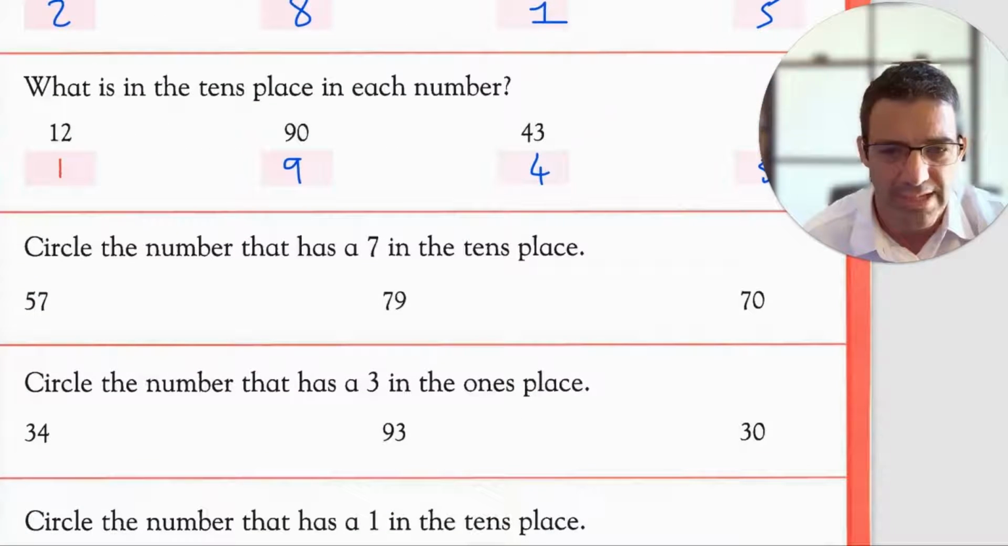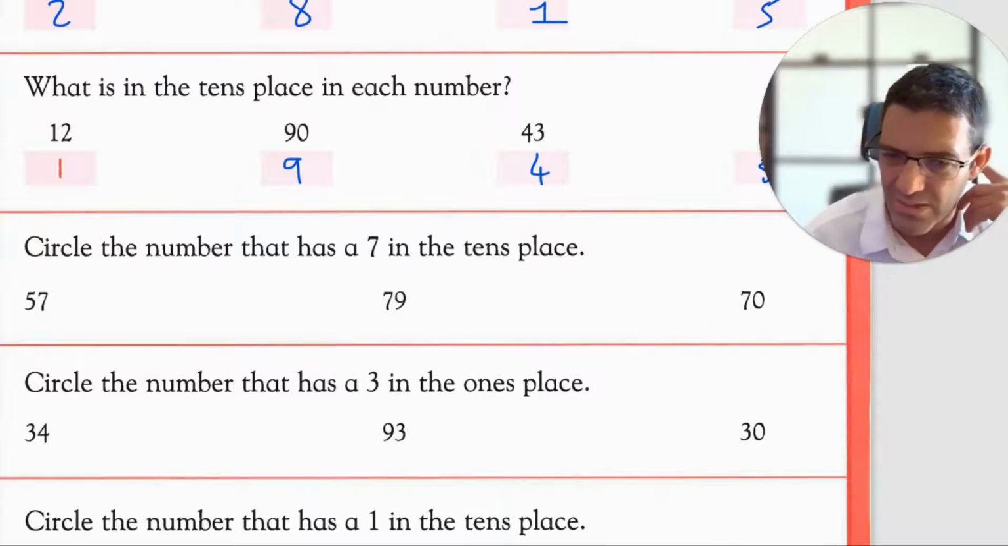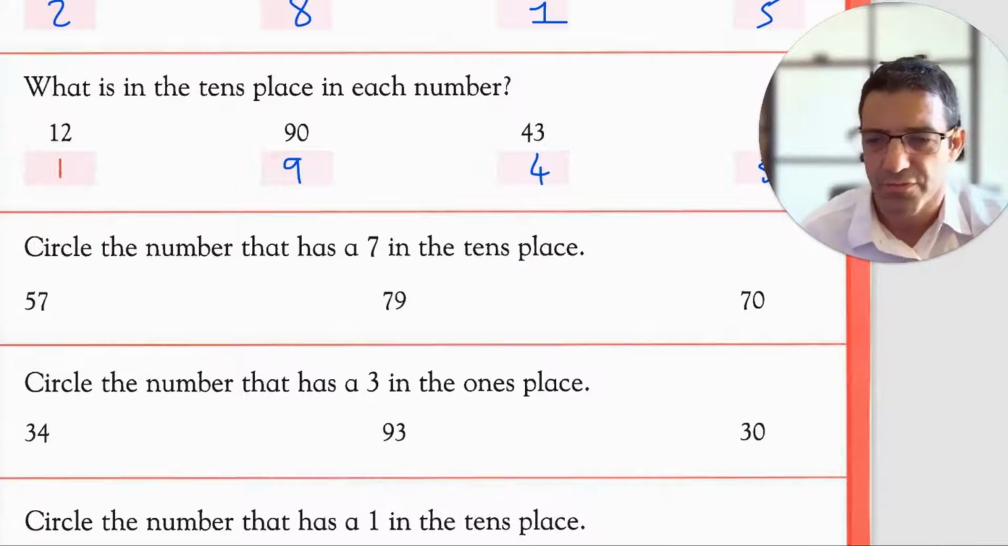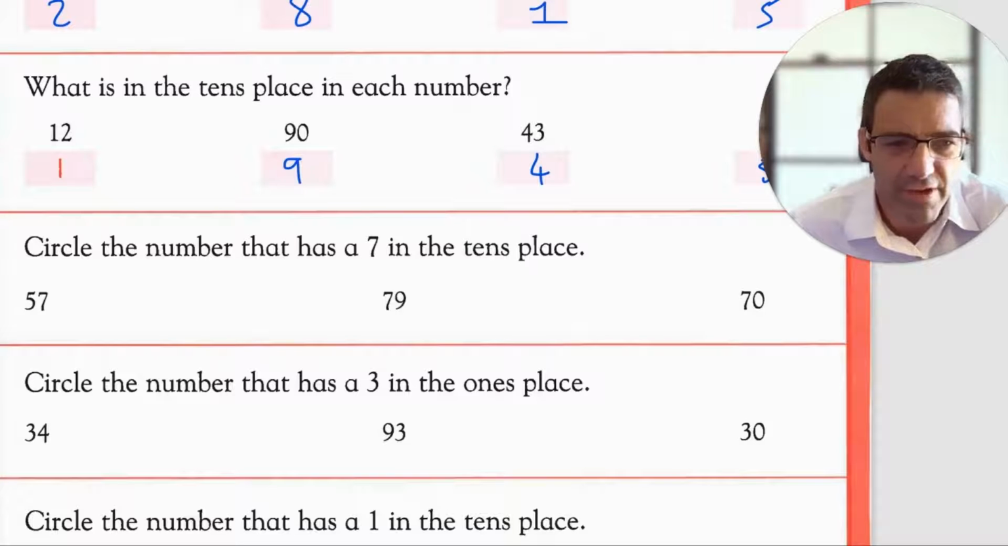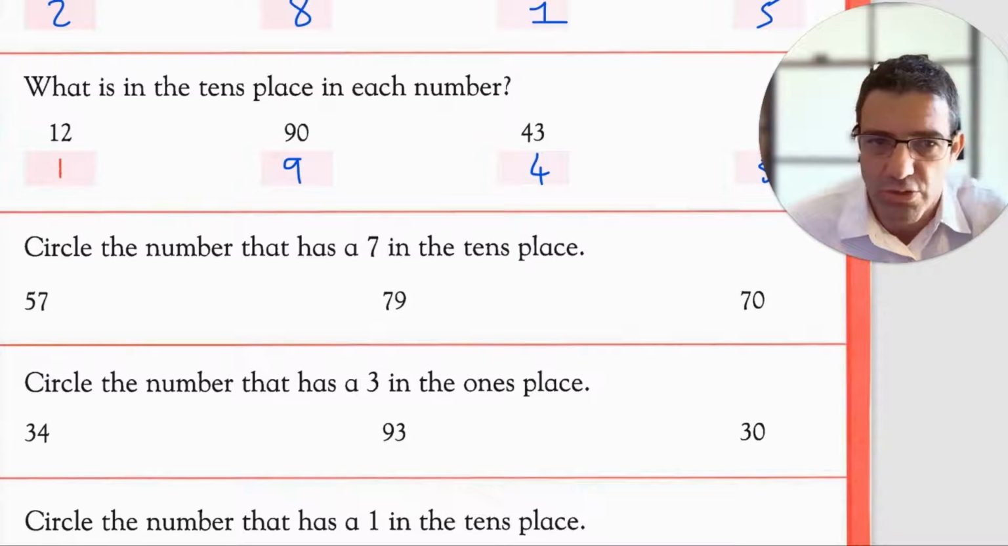Circle a number that has a 7 in the tens place. Okay, so 57 has a 5 in the tens place and a 7 in the ones place. Now you need to be super careful. What is the question asking you here?